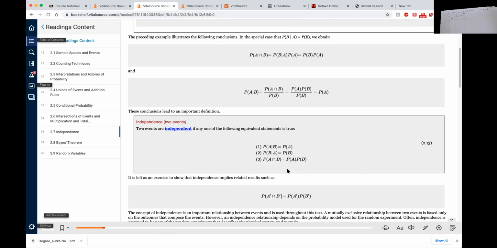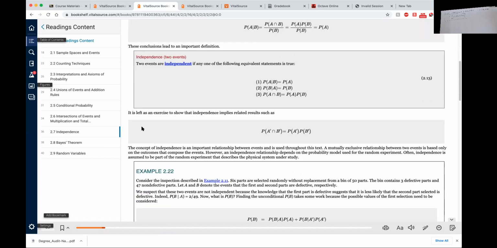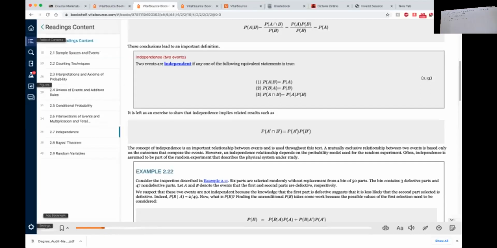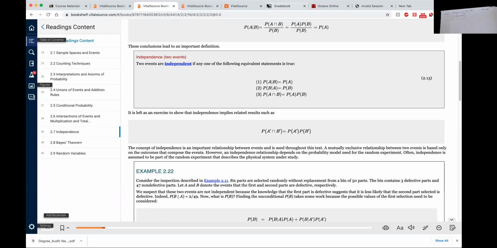I'm not going to prove this, but P of A prime intersection B prime is equal to P of A prime times P of B prime.